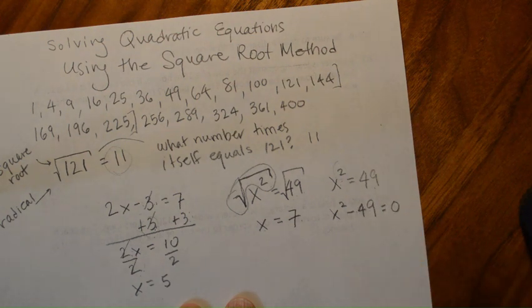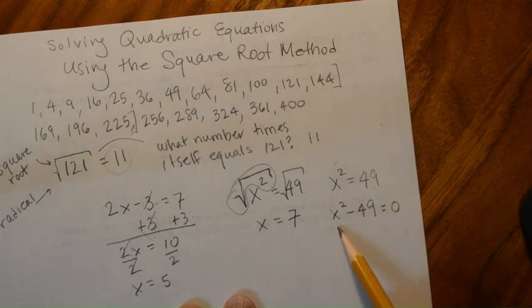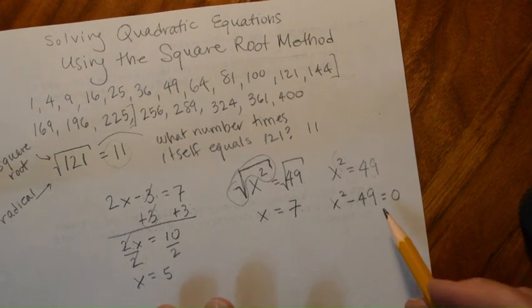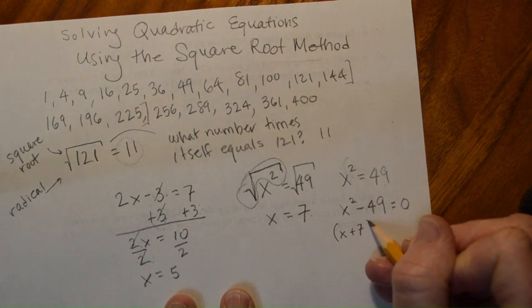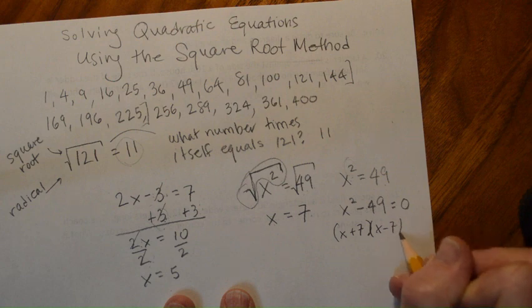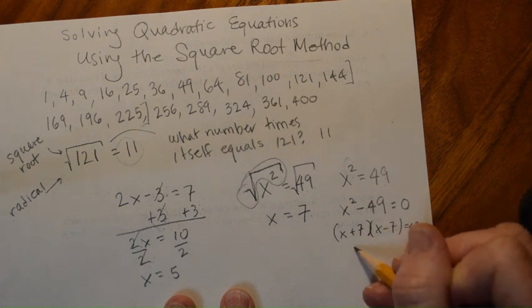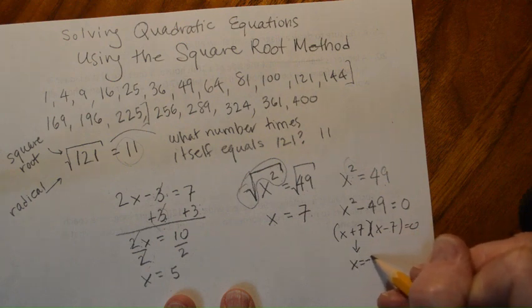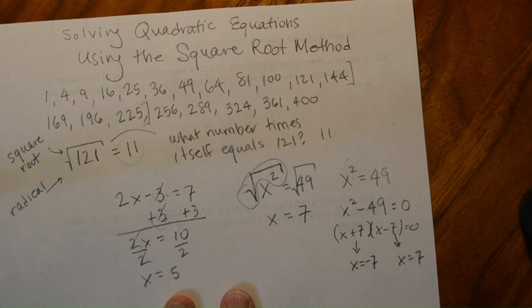And that is when we move everything over to one side and we try to factor. So I factor this and I say, hey, that's a difference of squares. Let me factor that. It would be (x + 7)(x - 7) = 0. And I take each factor, set it equal to 0, so this is going to give me x = -7, and this is going to give me x = positive 7.